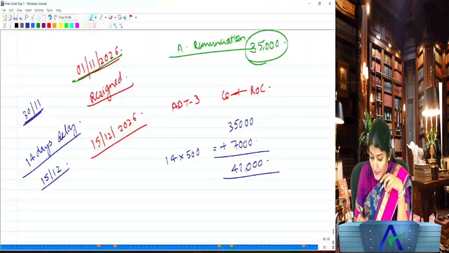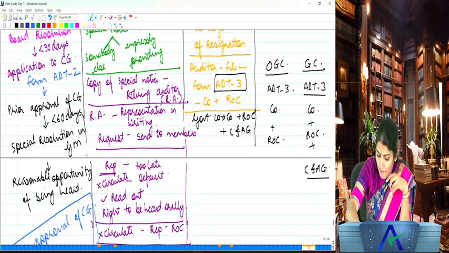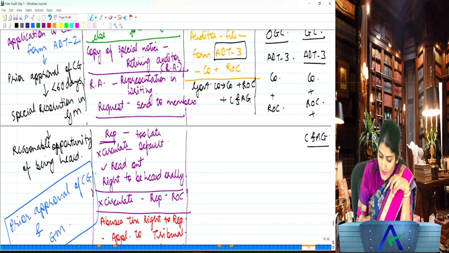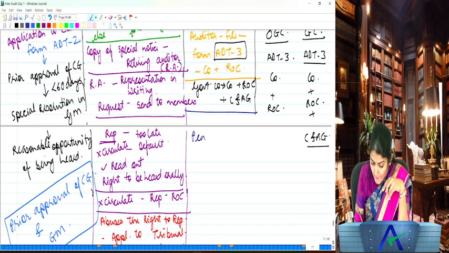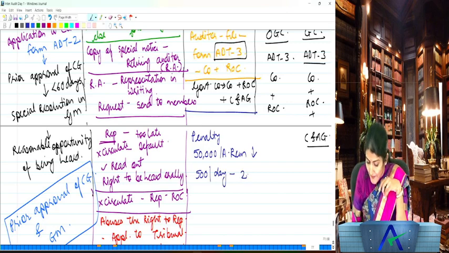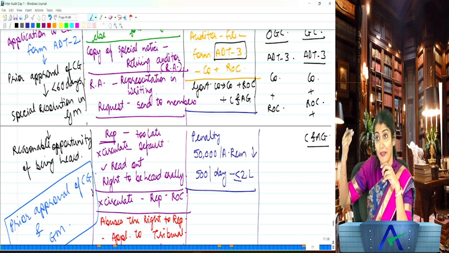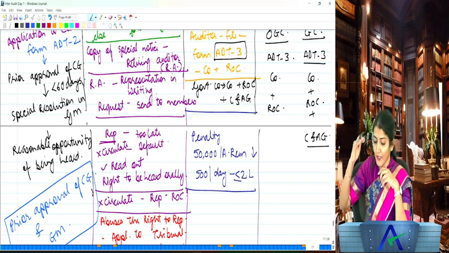Right. So what is the penalty for the auditor if he does not file the form ADT 3? Right, 50,000 or the remuneration of the auditor, whichever is less. And what does it say? 500 rupees per day of continuing default, subject to a maximum of 2 lakh rupees. Right, 500 rupees per day, further penalty, subject to a maximum of 2 lakh rupees.